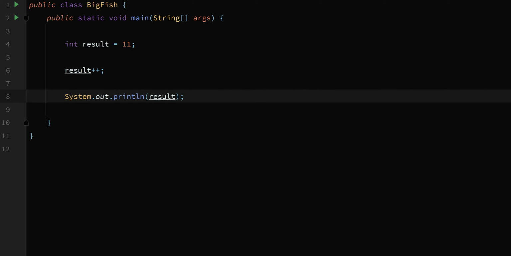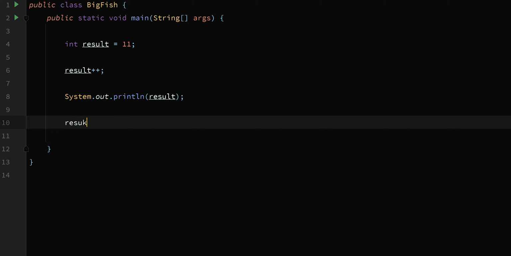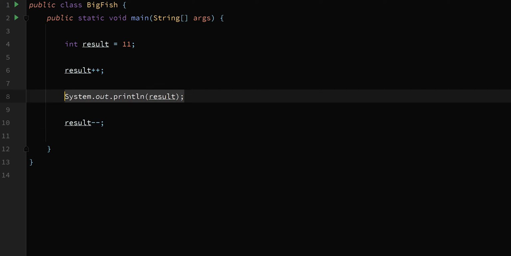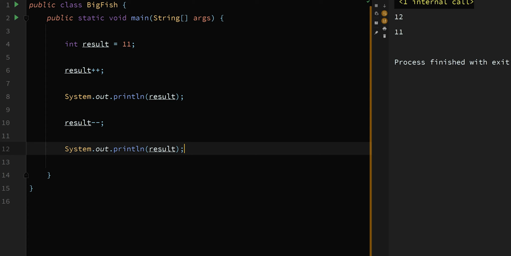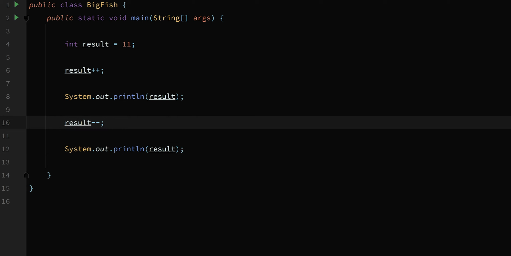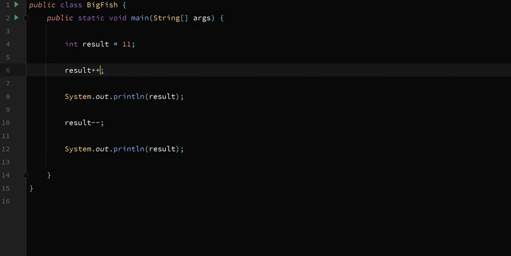So if we run this, we get 12. Now we could also do result minus minus, and this would decrease result by 1. So if I were to copy and paste this, I would go back to 11. So this is a way that we can increase and decrease the value being stored in a variable by 1. Now I can't add more minuses and decrease it by 2, or more plus signs and increase it by 2. It's only plus plus and minus minus to increase or decrease by 1.